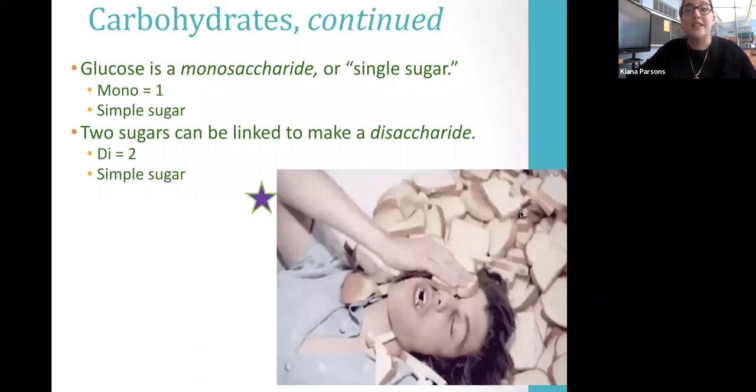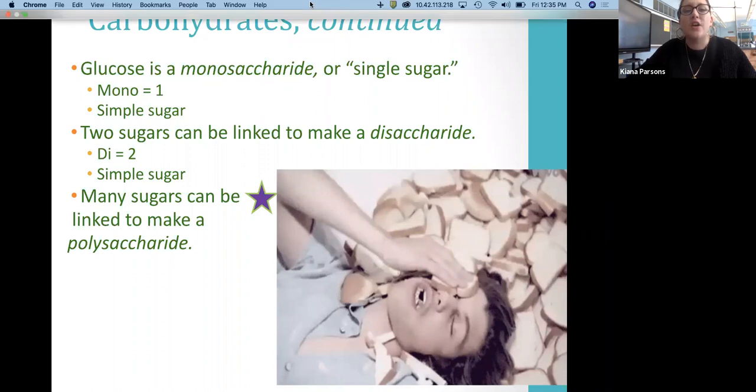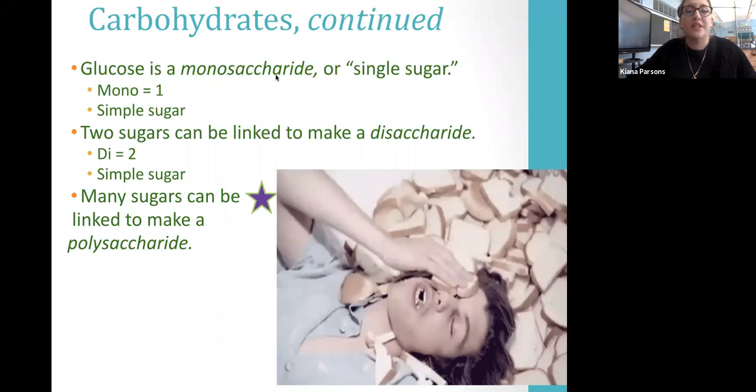So disaccharides are also simple sugars, but many sugars can be linked to make a polysaccharide. And polysaccharides are those more complex carbs, the ones that are healthier for us to consume. Polysaccharides. Poly means many, referring to many bonds. And these polysaccharides are complex sugars that give the most energy. So they're the healthiest and best for us to consume for long, sustainable energy.